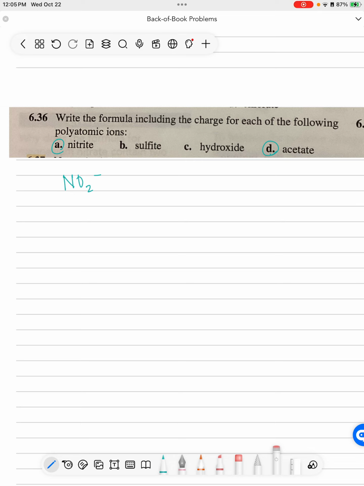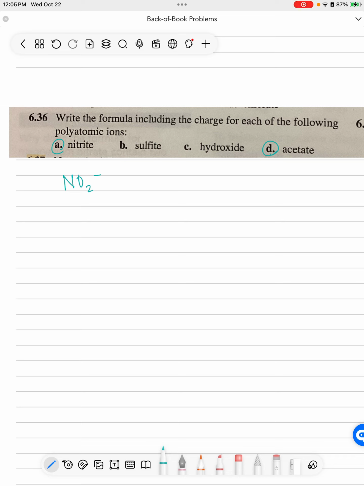And then when we do nomenclature a little bit later, this is why it's very important for you to memorize your polyatomic ions, because you have to be able to go from a name to a formula, if that makes sense. And we'll talk about that a little bit later.